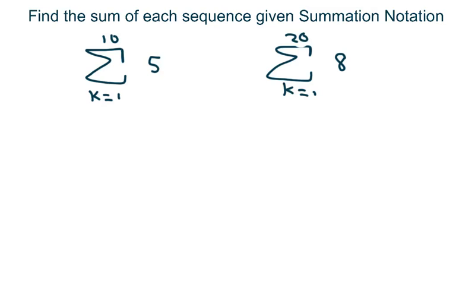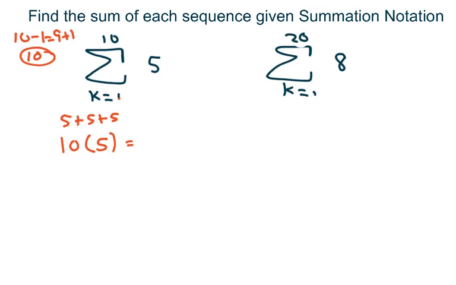So the first one we have is this one, going from k equals 1 to 10. How you find the number of terms is you subtract and add 1. So 10 minus 1 equals 9, then you add 1 back. So we have 10 terms here. Since there's no variable here, this is basically 5 plus 5 plus 5, 10 times, because we have 10 terms. So 10 times 5 equals 50.